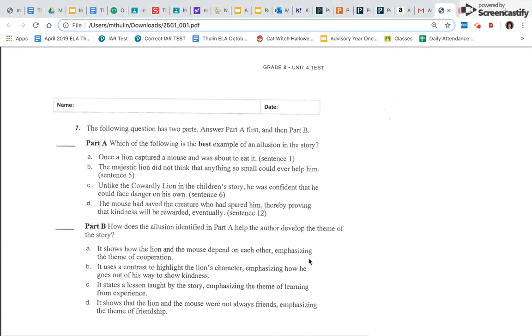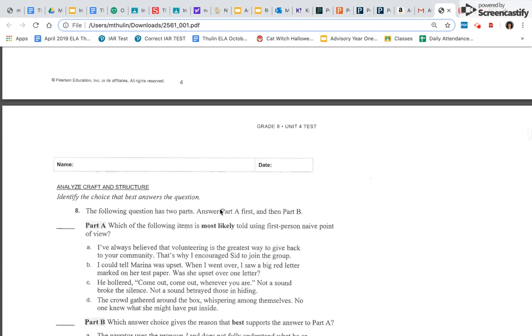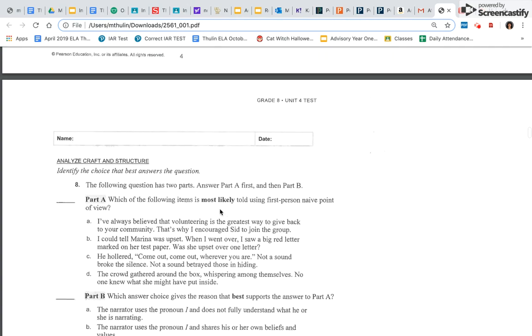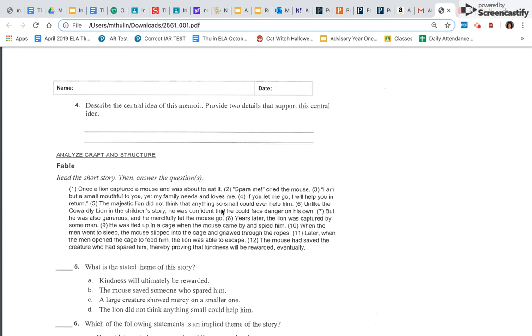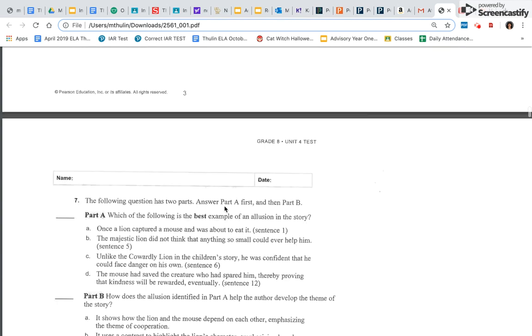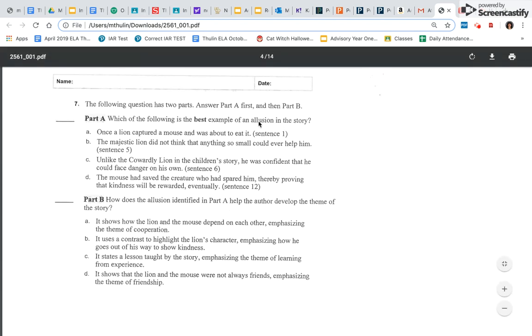Okay, this is Unit 4, test, part 2, question number 7. Now this question, just number 7, still has to do with this story, the fable. So you might have to look back at the story, the fable. Number 7, part A, which of the following is the best example of an illusion in the story? Remember what an illusion is.